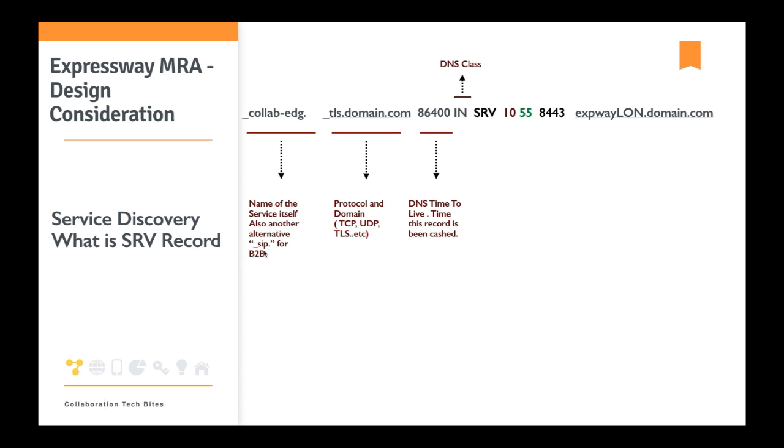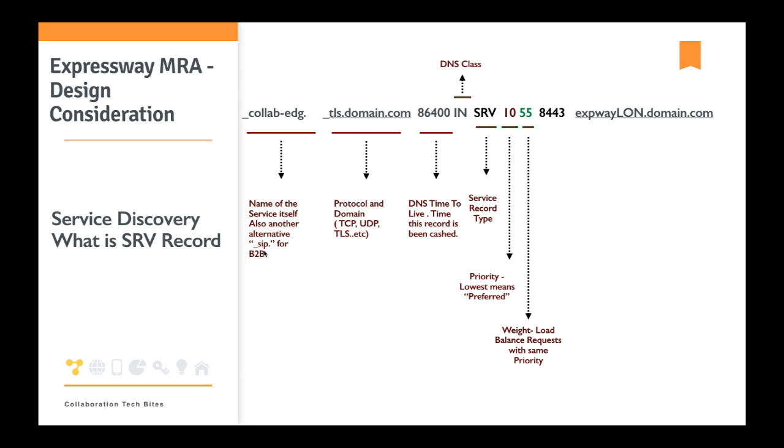IN is the DNS class. SRV is the service record type, so it means this is a service record. The first number, 10, is the priority. The lowest means the preferred. If you have the same record, one with 10 and one with 20, 10 will be taken first and 20 will be taken after if 10 is not responding.